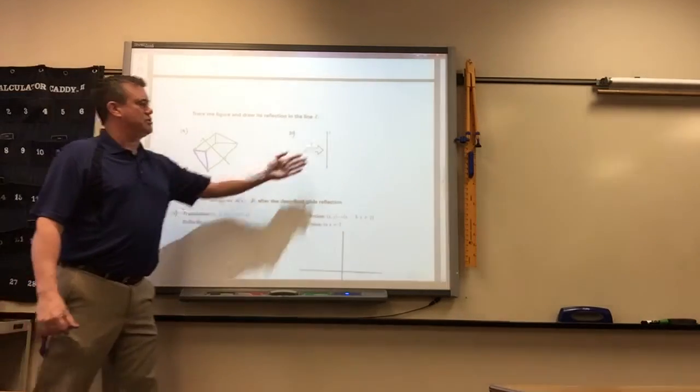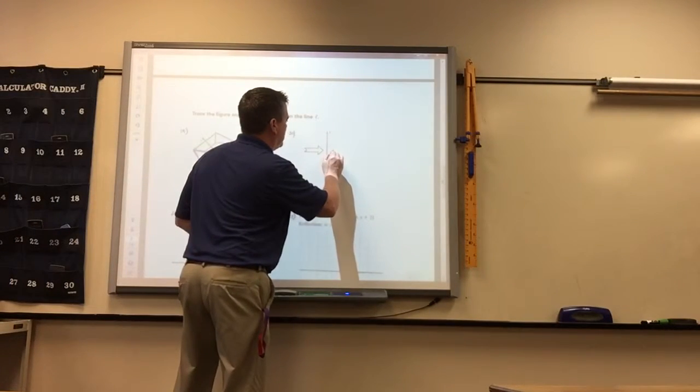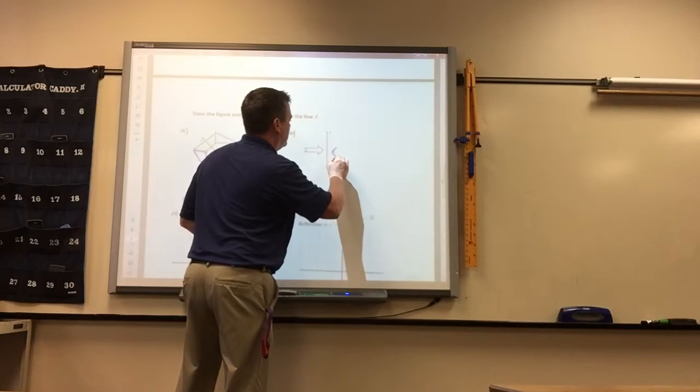This one's a little easier just to sketch. It's just going to be backwards. Just try and get it the same distance away. It's just going to be an arrow that looks like this.